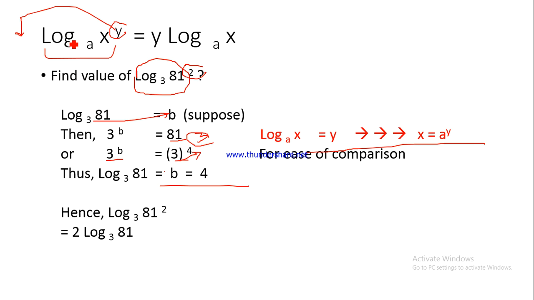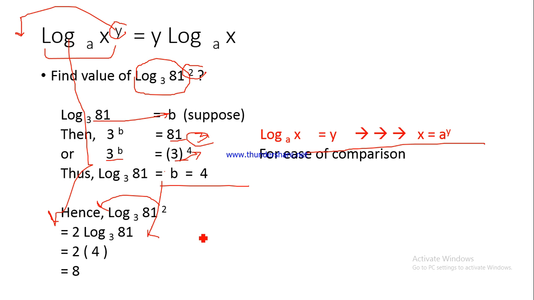So we'll use this identity, this property, to simply shift the power here and multiply it with the remaining portion. So 2 into log 3 base 81. The value of log 3 base 81 has been obtained from here, which is equal to 4. So my answer is 2 into 4, my answer is 8. Okay, so this is how you're going to apply this property also.